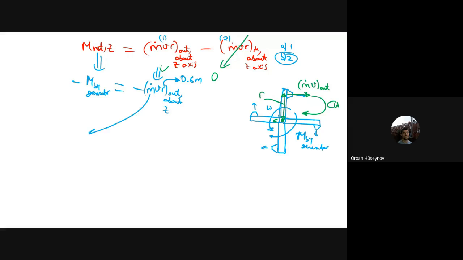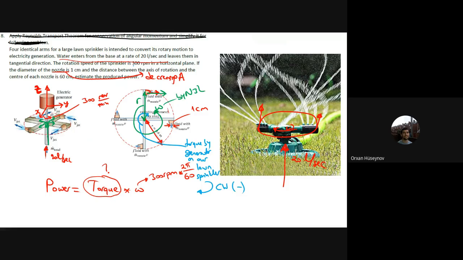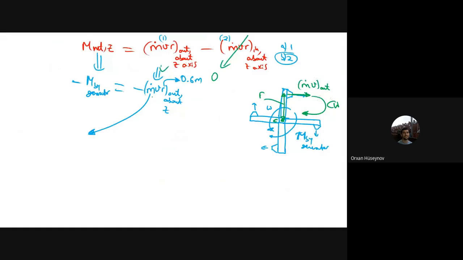M dot value, I can find it. Let's go back to the question. The question says that the water enters from the base at a rate of 20 liters per second. And since here we have 4 momentums, this one is for this nozzle, and you also have momentum for the next nozzle, which is m dot v. For this one, you have m dot v. We have 4 of them, therefore I will put a 4 here, because all of them create a moment about the clockwise axis.